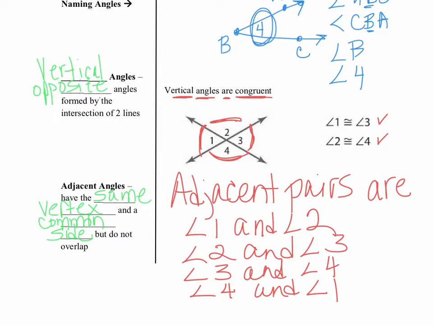With my pen, I'm going to show the pairs that are side by side. 1 and 2, 2 and 3, 3 and 4, and 4 and 1. Side by side, adjacent pairs.